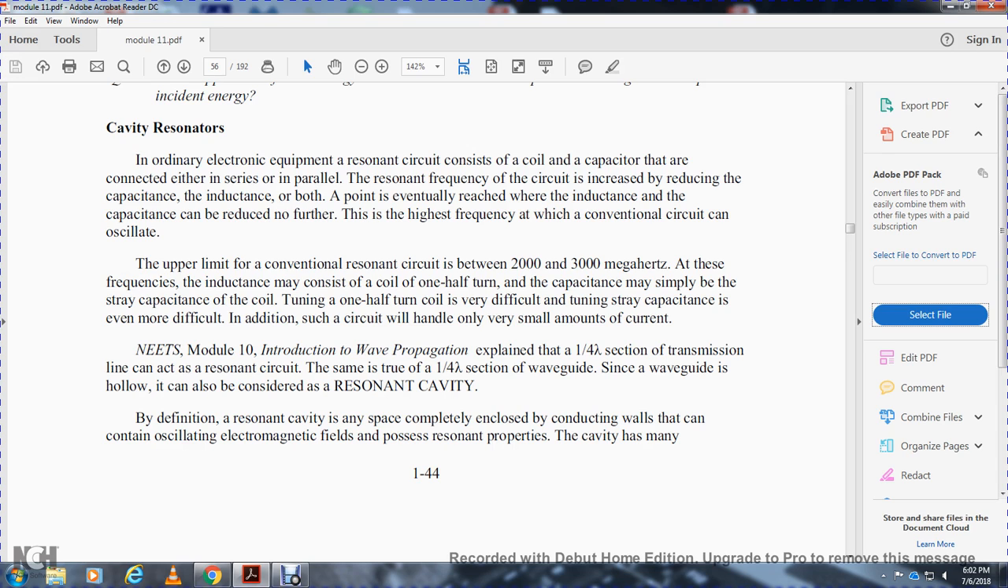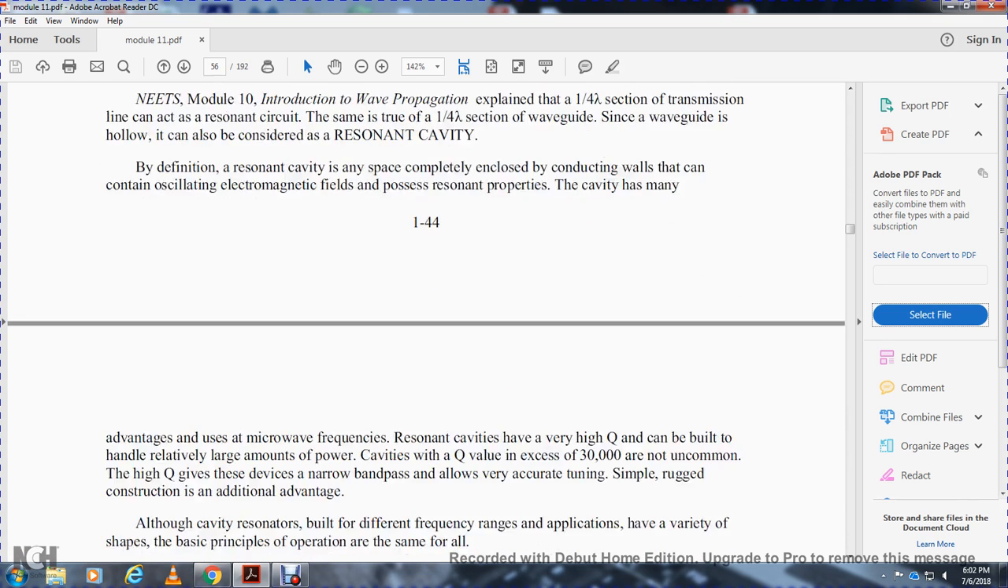The needs of Module 10, Introduction to Wave Propagation, explained the quarter-wavelength transmission line acting as a resonant circuit, the same length as a 1/4 wavelength section of waveguide. Since the waveguide is hollow, it can also be considered a resonant cavity. The definition of a resonant cavity is a space completely enclosed by a conducting wall that can contain an oscillating electromagnetic field. The resonant property of the cavity has been described.